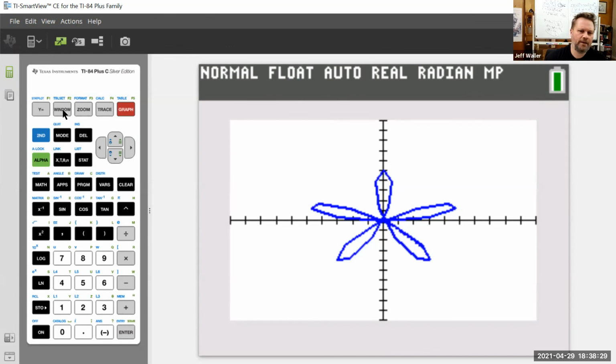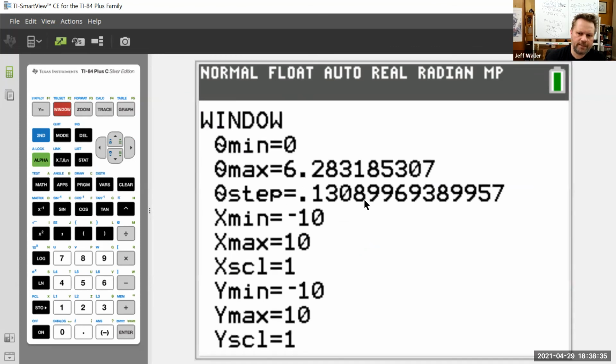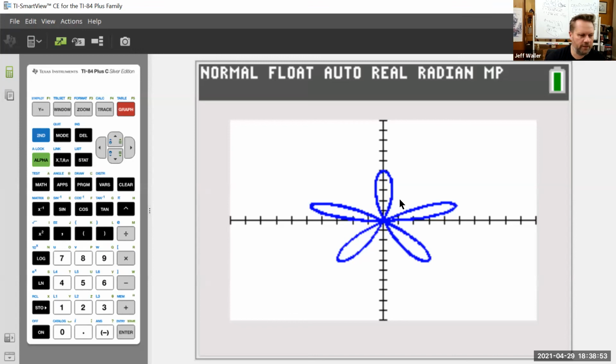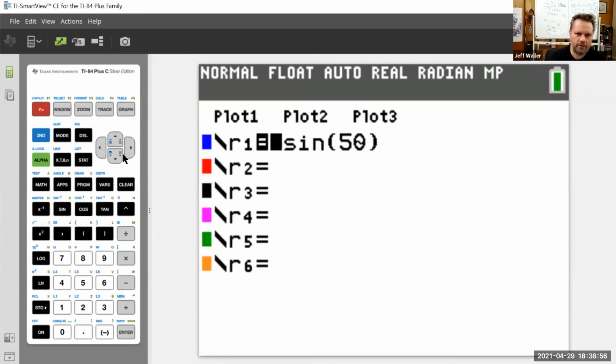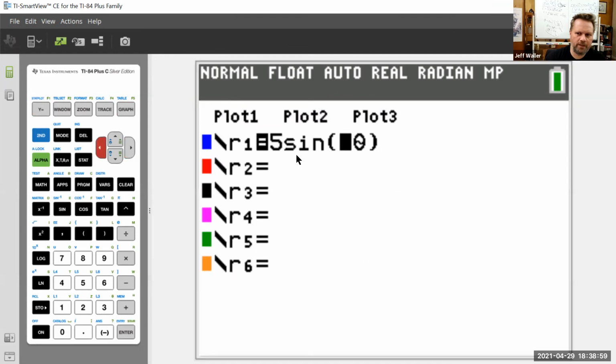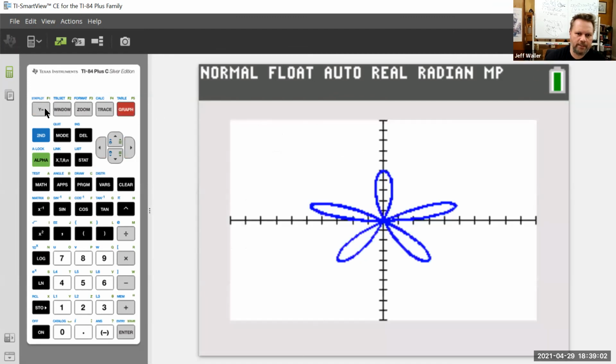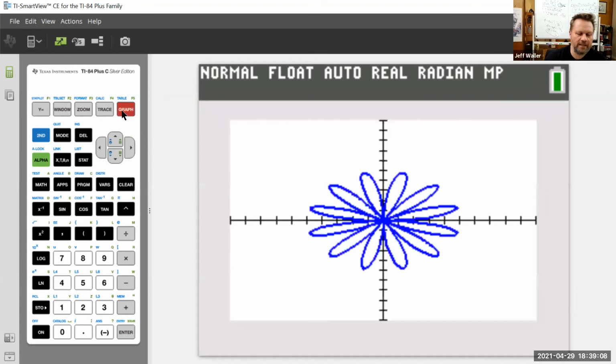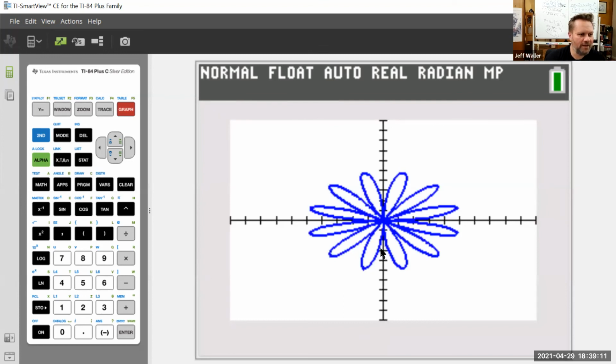And by the way, let me show you this little cool thing. Go to Window, and do you see Theta Step? If anybody's playing along, if you make this smaller, it will do better resolution. See how it looks more curvy? So what does it seem? When I put an odd number in here, I get that many leaves. When I put an even number in here, I get double the leaves.